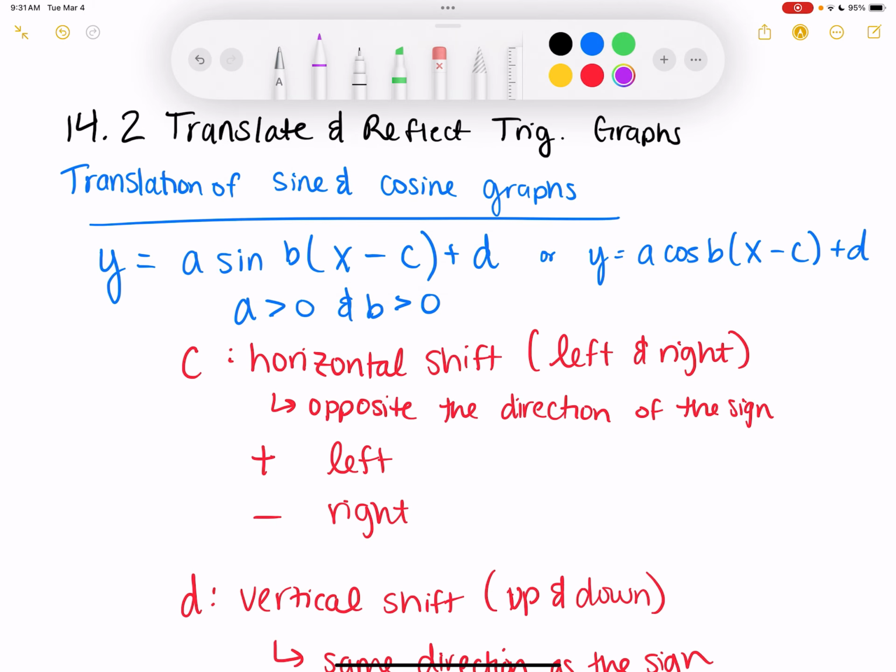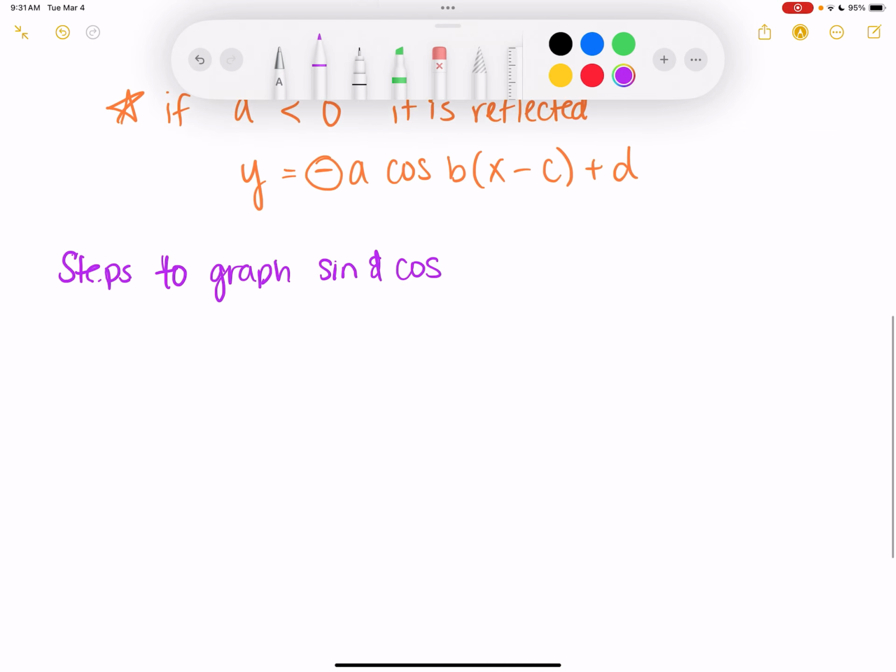Like I said yesterday, tangent is something totally different. We'll talk about tangent, but we don't really do anything with that as far as shifting it around and all that. So step 1, using the A value, determine the amplitude.